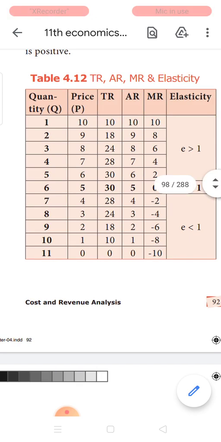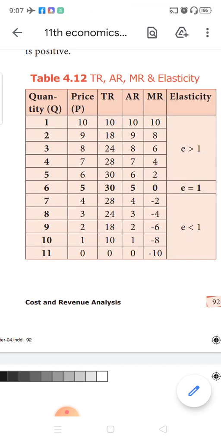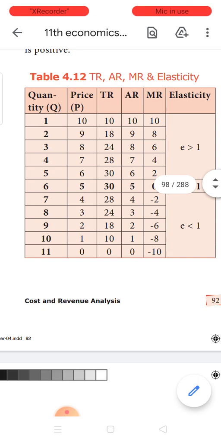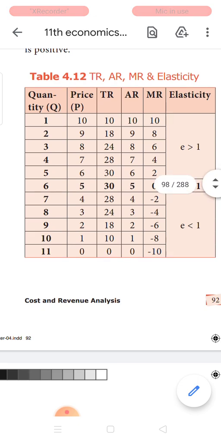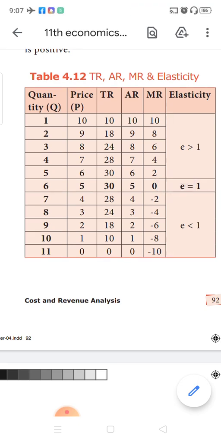When MR is positive, TR is increasing. That is, till the fifth unit, total revenue is increasing. It is reaching till 30. Till that stage, the marginal revenue is falling down. It is not touching zero. The marginal revenue is falling down. The value of elasticity is greater than 1 in this situation.